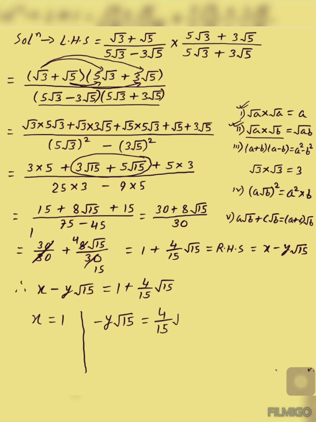So we are equating the irrational part. Now under root 15 and under root 15 get cancelled. So y equals minus 4 by 15. So as I've already told, always write the answer separately. So the answer is written separately over here, x equals 1 and y equals minus 4 by 15. Just have a look over here, y equals minus 4 by 15 is written. So this is the answer of this particular question.